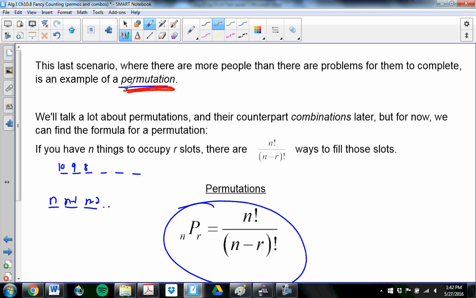We're eventually in our next video going to talk about what's called combinations, and combinations are when the order doesn't matter, and so I'll see you there.